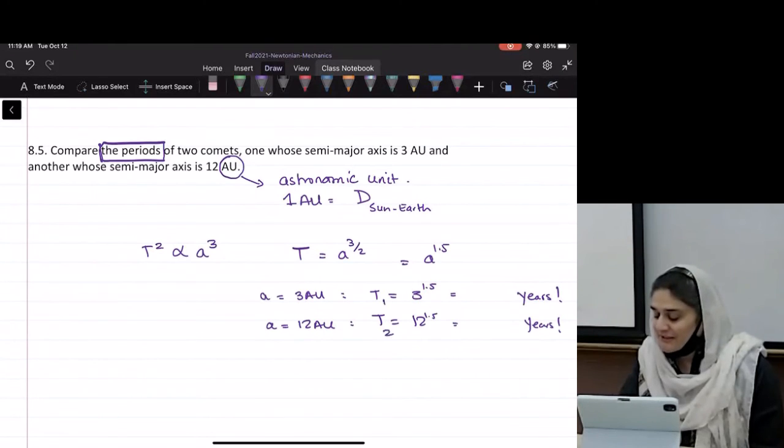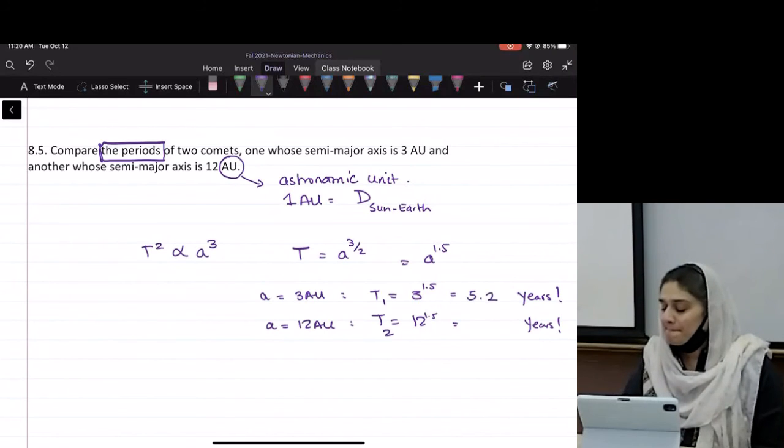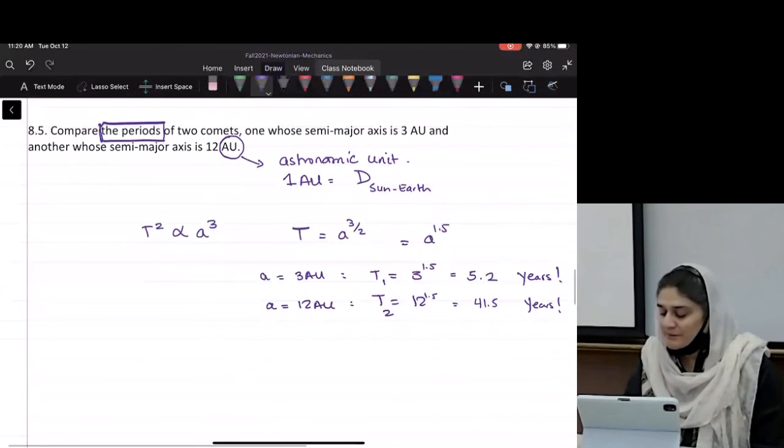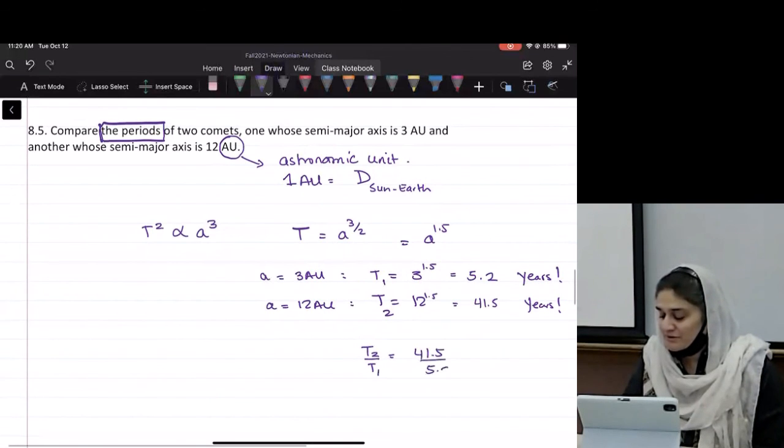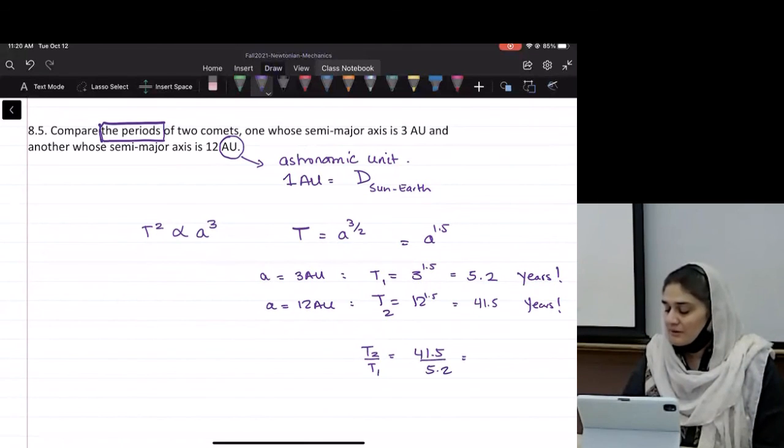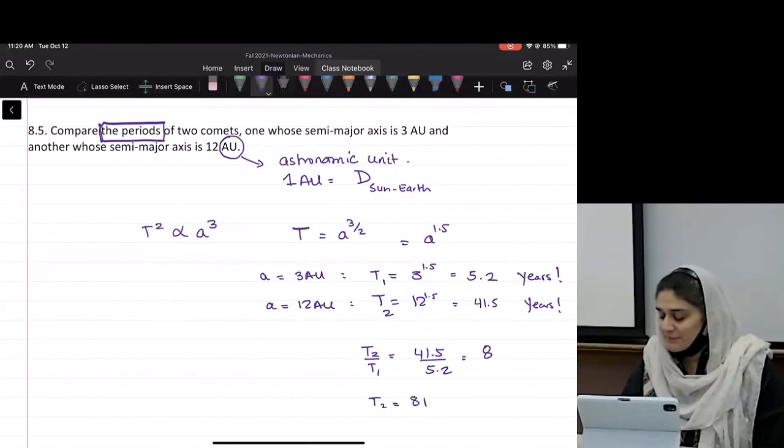These questions are quite simple. Okay, so T1 is 5 point what? 5.2. Okay. And then 41.5. When we compare T2 to T1, what will we get? 41.5 divided by 5.2? 8. So T2 is 8 times T1.